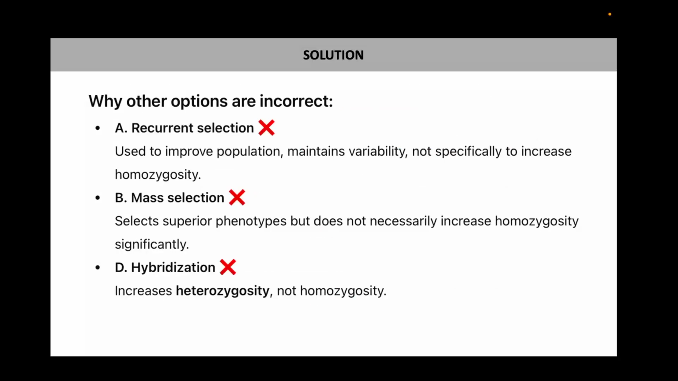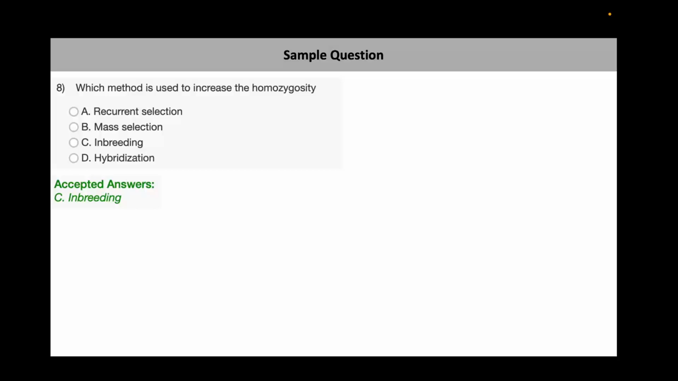Now, why are the other options incorrect? Recurrent selection is used for improving population. It maintains the variability. Heterozygosity is the main source, and it will specifically not increase the homozygosity. Mass selection is completely based on phenotype. It has nothing to do with heterozygosity or homozygosity. There is no definite means to say whether homozygosity or heterozygosity is increasing. And in the case of hybridization, the basic concept is increasing heterozygosity and not homozygosity. So option C was correct. Inbreeding is used to increase the homozygosity.